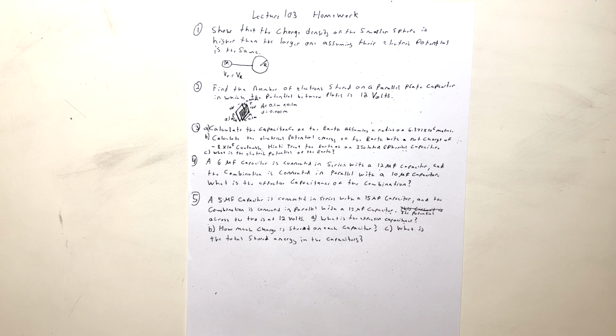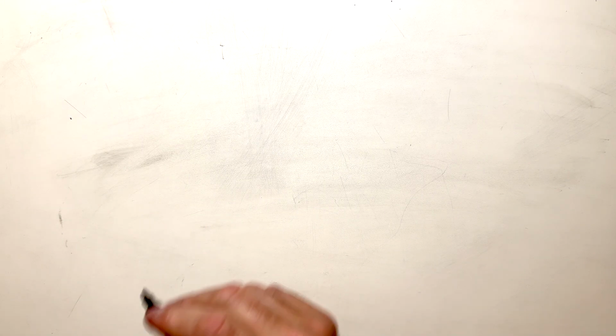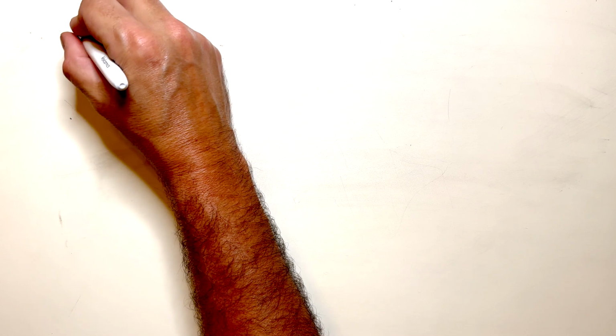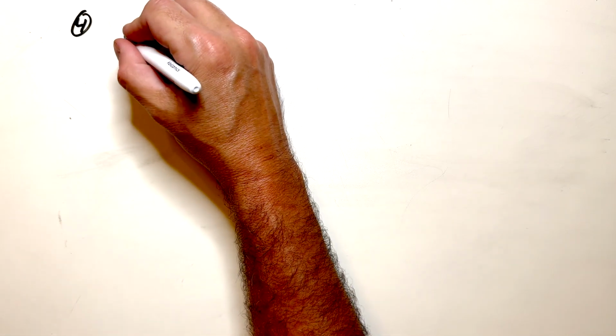Right, number 4. A 6 microfarad capacitor is connected in series with a 12 microfarad capacitor, and the combination is connected in parallel with a 10 microfarad capacitor. What is the effective capacitance of the combination? Okay, problems like this, we definitely want to draw a diagram right out the gate. So let's draw basically a circuit diagram for this.